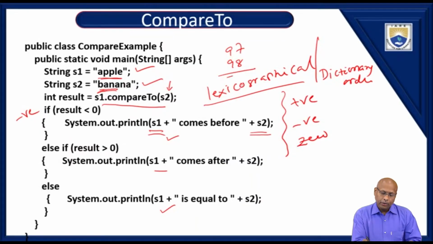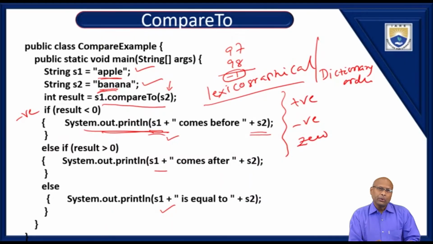So, you will get a negative value. When a negative value comes, this message will come. Okay. Similarly, if 98 is compared with 97, then you will get a positive value, and in that case it goes here. If both are 97, then you will come here. So this is the way compareTo works.